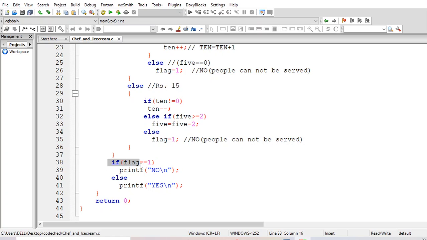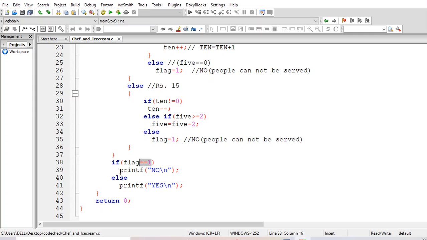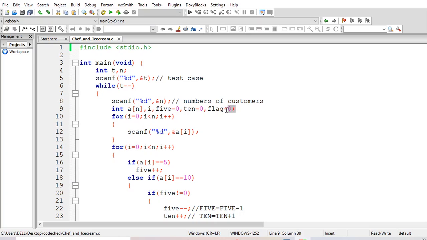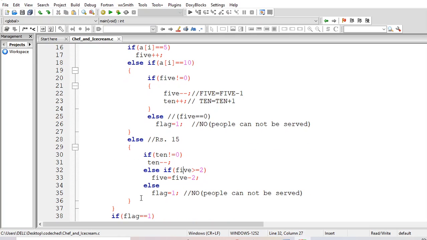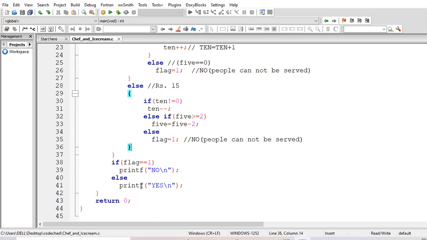So if flag is equal to 1, why? I use the flag whenever the chef cannot sell the ice cream to the customer. In that case only I set the flag to 1. So if flag is 1, then it will print no with the printf function. Else, if the flag remains 0 as it was in the beginning, so none of those conditions happened, in that case it will print yes.